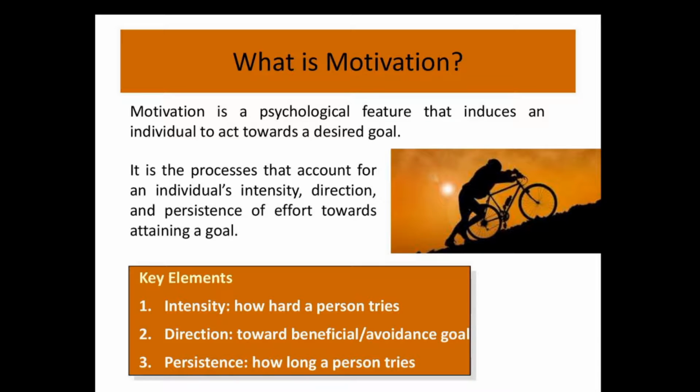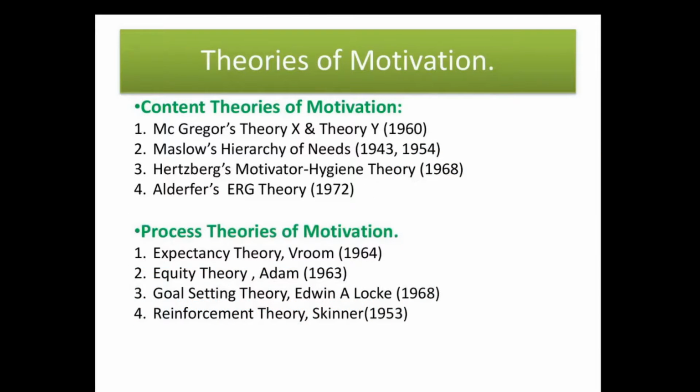So, what are the key elements of motivation? Intensity: how hard a person will be trying to do a particular task. Direction: in what direction he is really working towards the goal. And persistence means how long he is trying for that particular goal, how much time he is taking for achieving that goal. This is the simple concept. These are all concepts we already discussed.